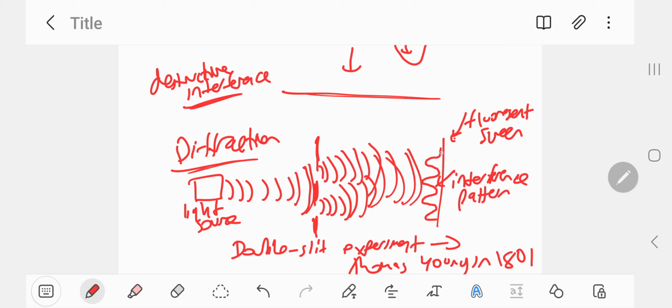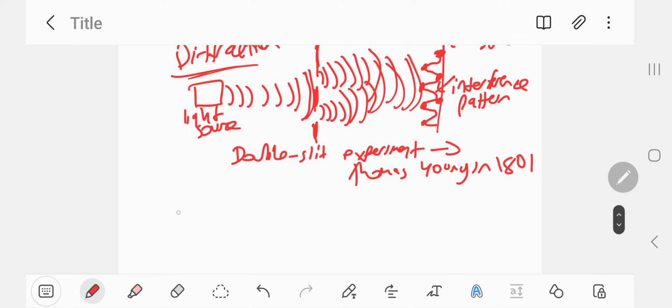Okay, on the fluorescent screen, a fluorescent screen lights up when something hits it like a particle. So the peaks correspond to bright spots, and the troughs correspond to dark spots. Okay, so you get a series of dark and bright bands. That's called an interference pattern.